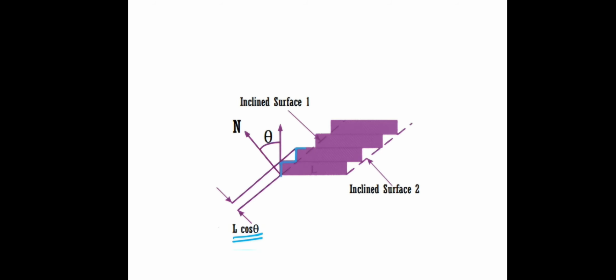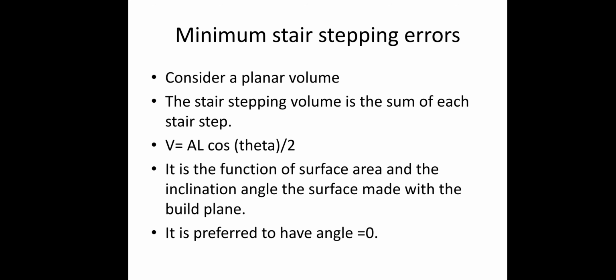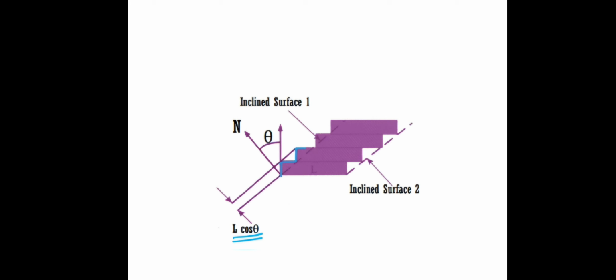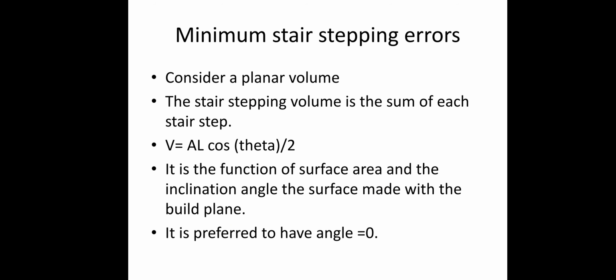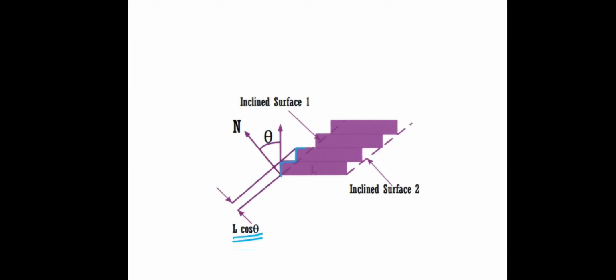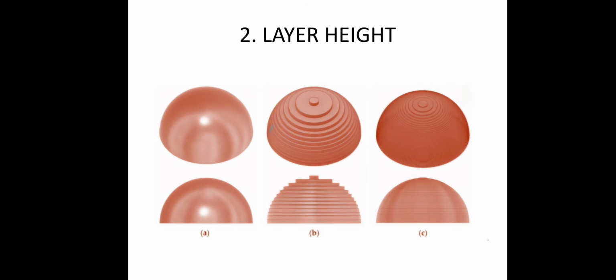To avoid stair stepping errors, consider this case and consider a planar volume. The stair stepping volume is a sum of each stair step, and the stair step volume V equals surface area times L, the layer height, times cos theta, where theta is an angle, divided by 2. The stair stepping volume is a function of the surface area and the inclination angle of the surface made with the build plane. So it is preferred to have that angle equal to 0. The designer should consider the angled features.